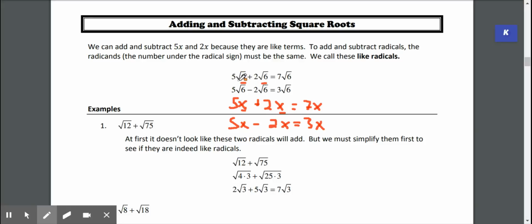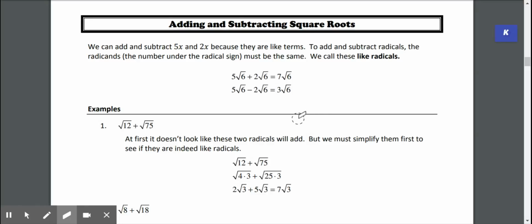Okay, so we have 5 radical 6 plus 2 radical 6, which is going to equal 7 radical 6. All right, 5 radical 6 minus 2 radical 6 is going to equal 3 radical 6. Okay, so that's the general idea behind adding and subtracting radicals.